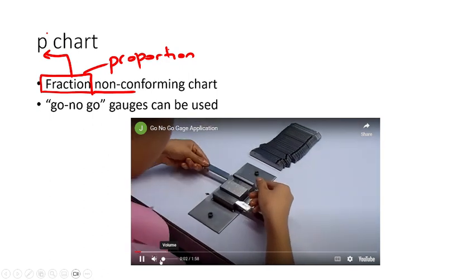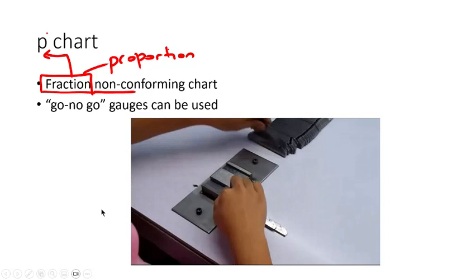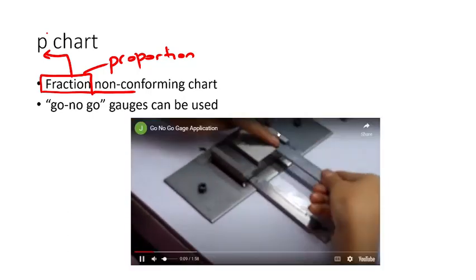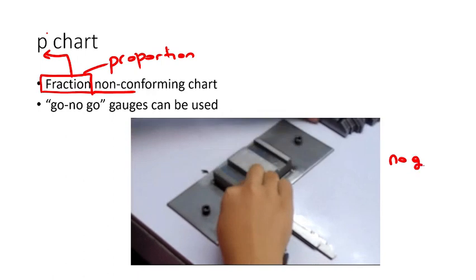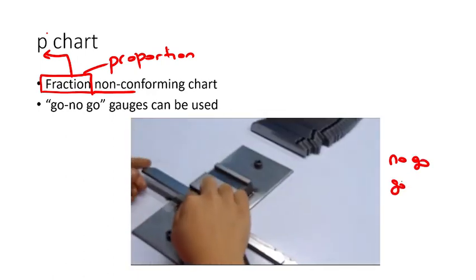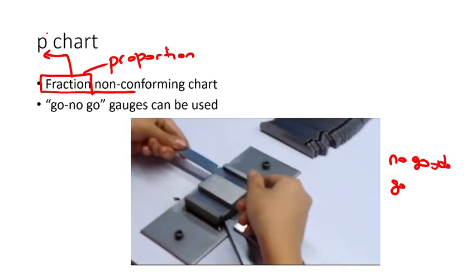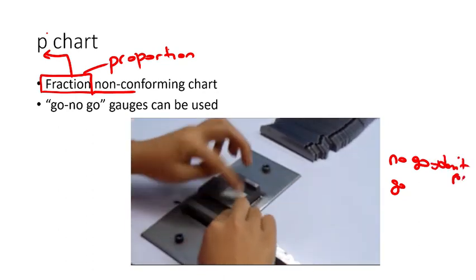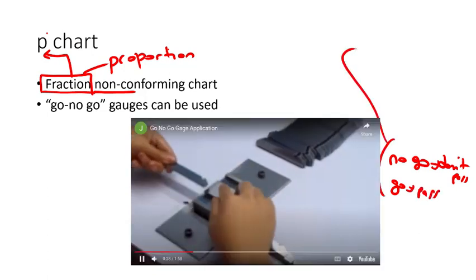So this one is the no-go, and then you have the go. You check the quality of the part. It should not pass in the no-go condition. Don't pass. And then in the go condition, it should pass. And this way, you check the quality.